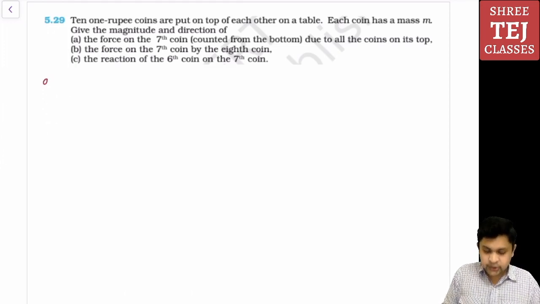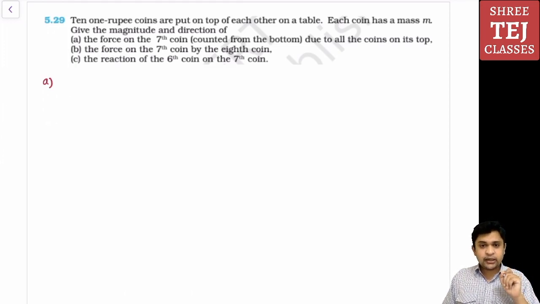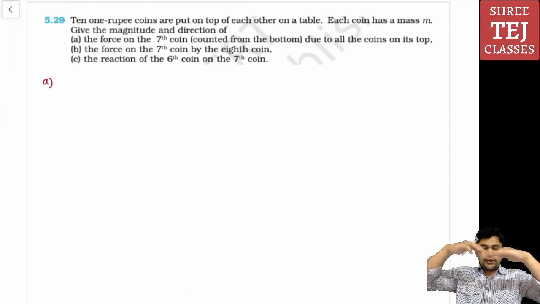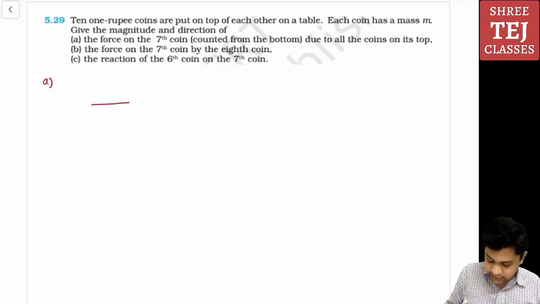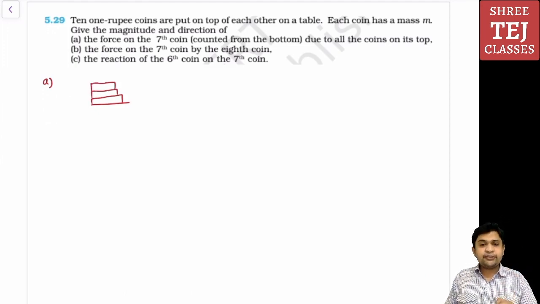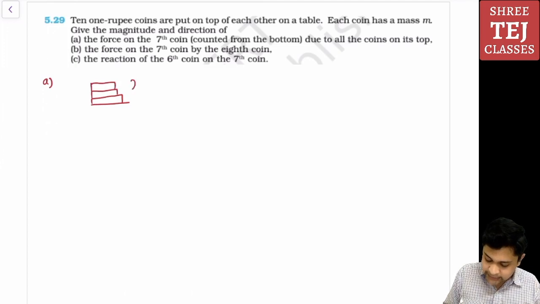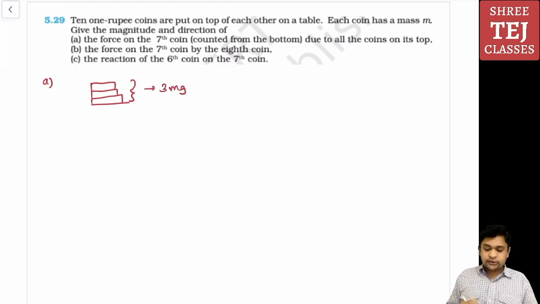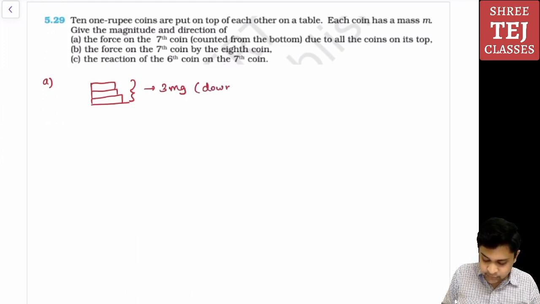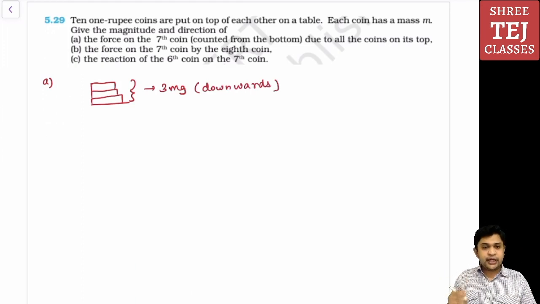For A, we have the force on the 7th coin counted from the bottom due to all the coins on its top. So after 7 we have 8th coin, 9th coin and 10th coin. So force on 7th will be mass multiplied by gravitational acceleration of these three. So this would be 3 mg downwards.